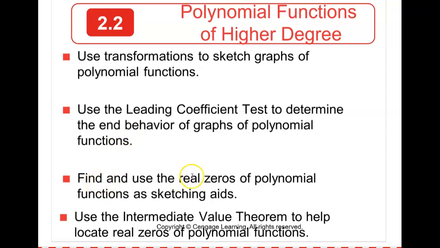The third one is find and use the real zeros of polynomial functions as sketching aids, and finally use the intermediate value theorem to help locate real zeros of polynomial functions.